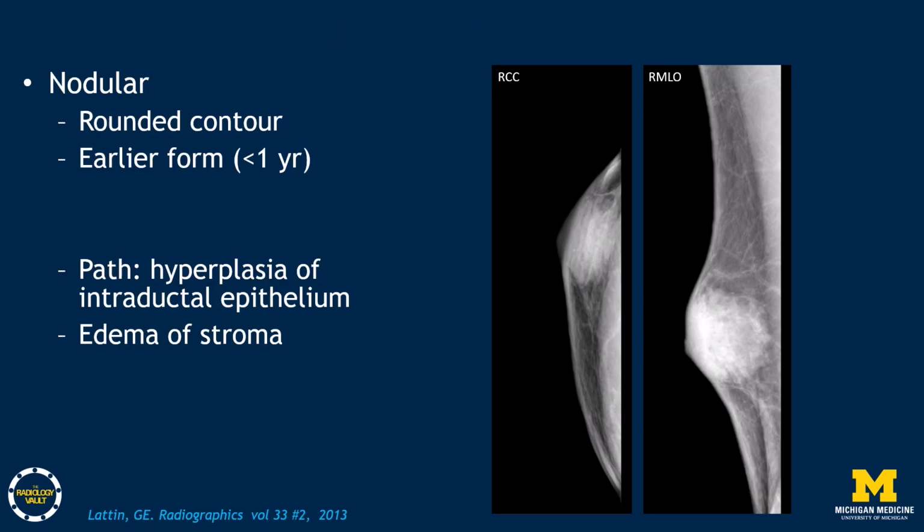Another form of gynecomastia is the nodular form, which presents as a mass-like structure immediately deep to the nipple with a posterior rounded contour. This is the earlier form of gynecomastia, which is less than 1 year. And on pathology, this is hyperplasia of the intraductal epithelium and edema of the stroma, and this typically presents as a painful mass.